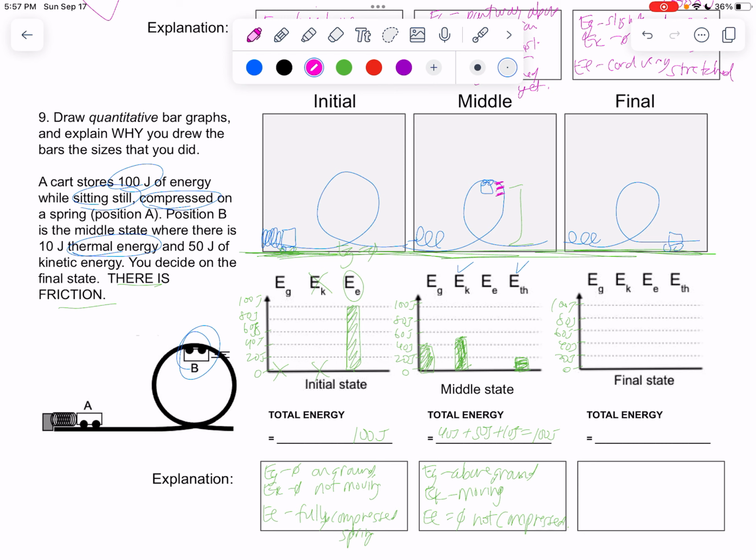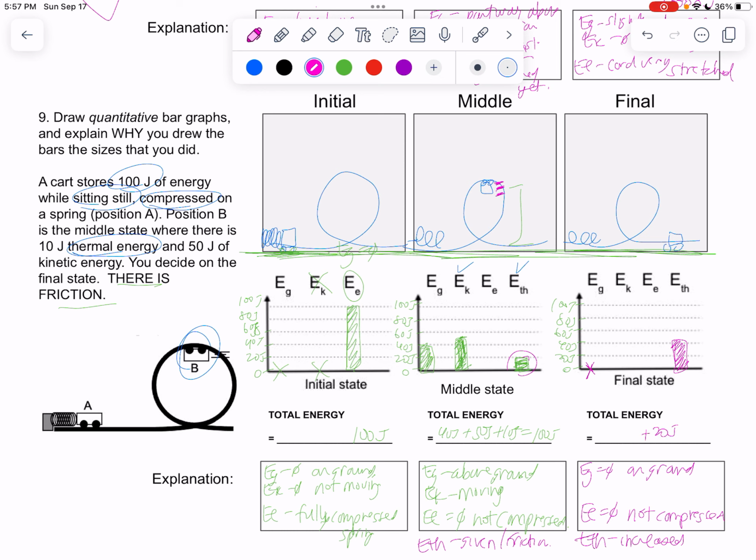I'm going to decide on the bottom here. So I'm going to have no EG again because it's at the ground. EE is nothing because it's not compressed. Oh, and then E thermal, almost forgot about that. If I had 20 joules in this picture, it's still going, so maybe I need like 40 joules now. I don't know. I need some amount more. It has increased. So the ETH here is given because of friction. And then by the final picture, it's increased.